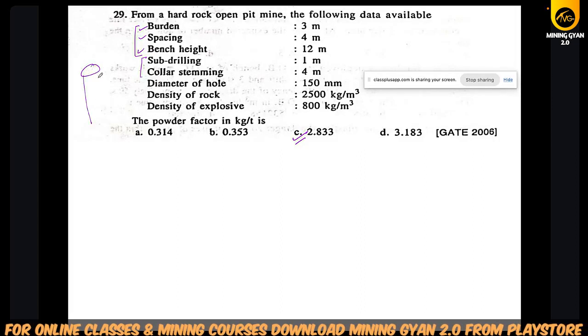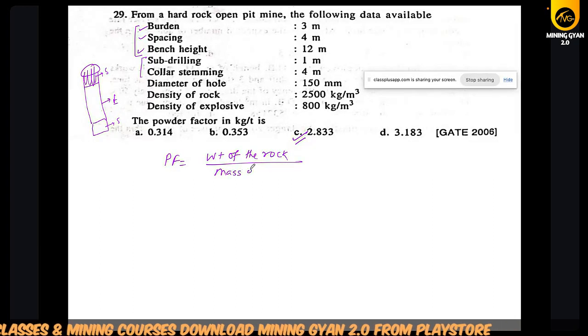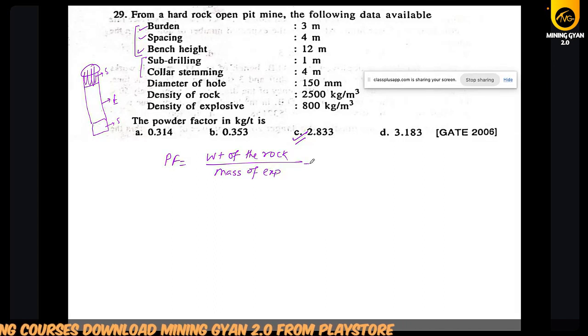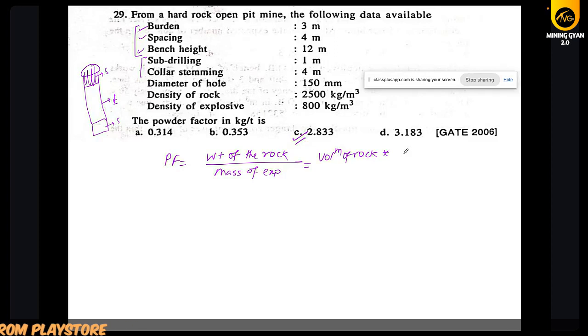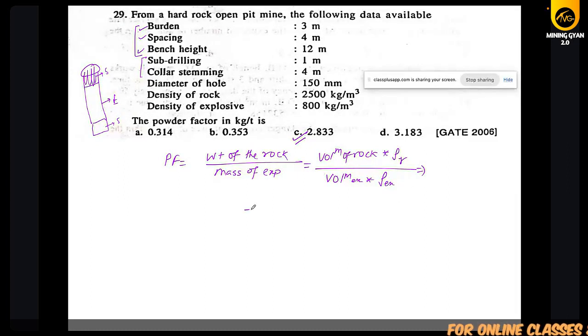So if this is our hole, the stemming is given and the subgrade, this is the explosive area. So powder factor will be equal to weight of the rock divided by mass of explosive. So weight of the explosive equals volume of rock multiplied by the density of rock, divided by volume of the explosive into density of the explosive. So how will you find out the volume of the rock?